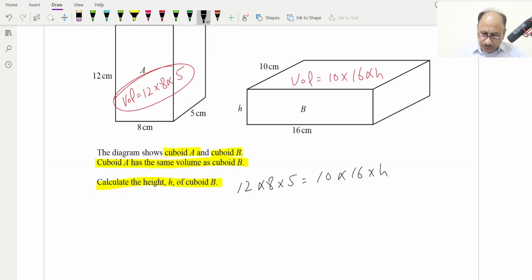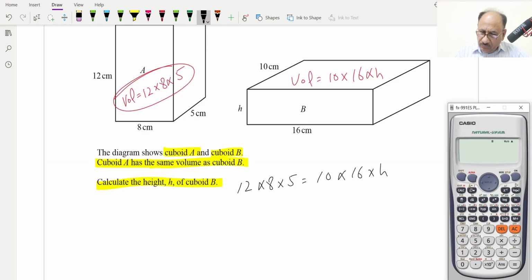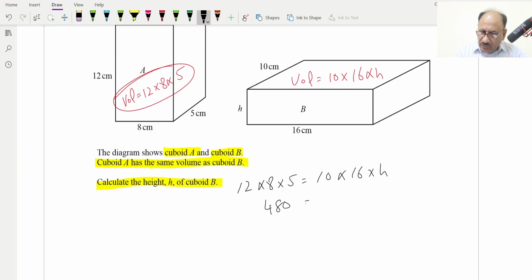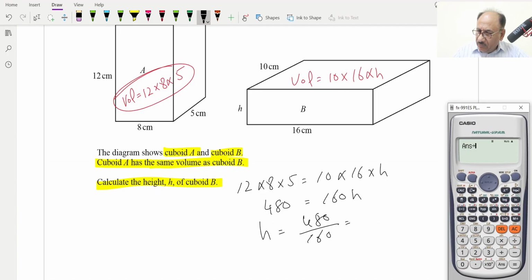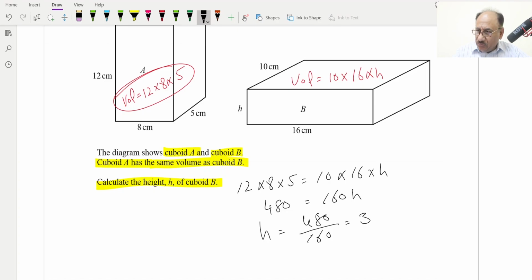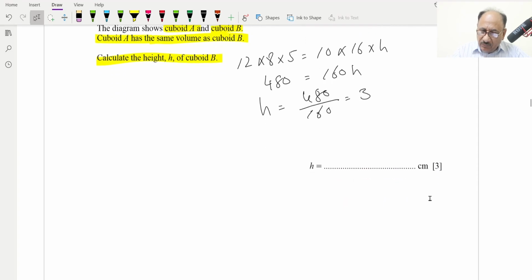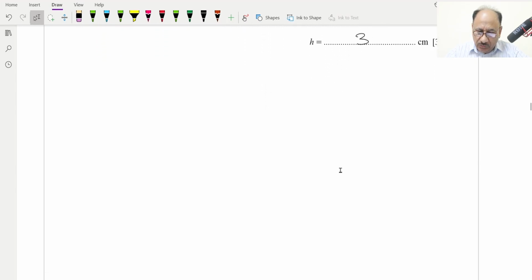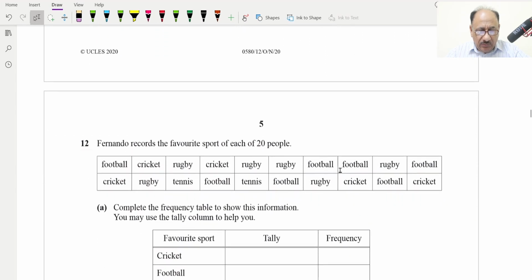So we can simplify this. 12 into 8 into 5 is equal to 480. So this side is 480 is equal to 160h. This implies h is equal to 480 divided by 160, and 480 divided by 160 will be equal to 3. So h value is equal to 3 centimeters, and we can write the answer over here as 3 centimeters. Hopefully you understood this. Now question number 12.